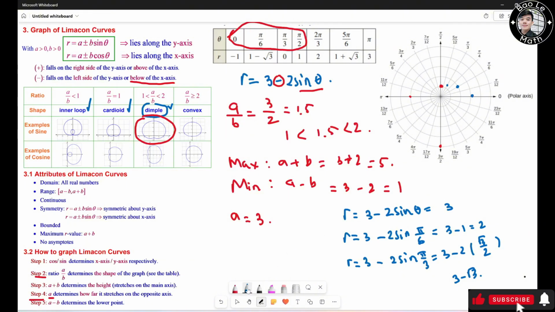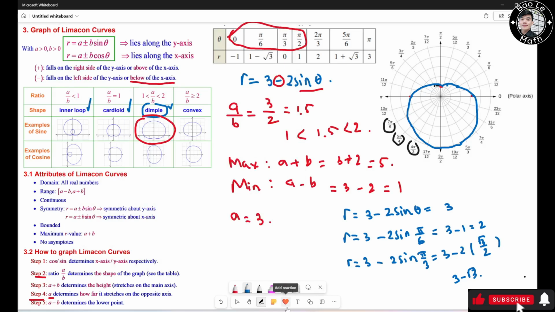Alright, now you just take the opposite points of these points over the y-axis, right? So the opposite points should be right here. Now, similarly, you can substitute 7 pi over 6, 5 pi over 4, 4 pi over 3 into this one right here to get the values of the radius, right? So if you connect these points, it's going to be something like this.